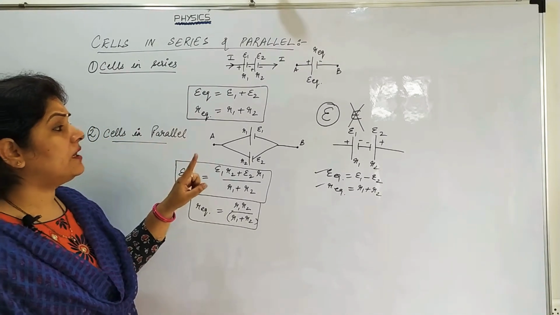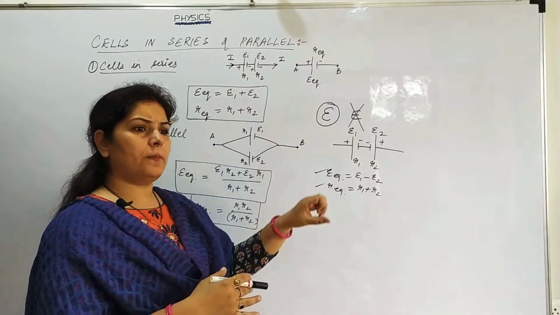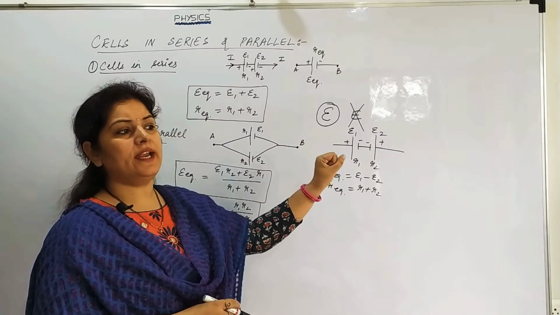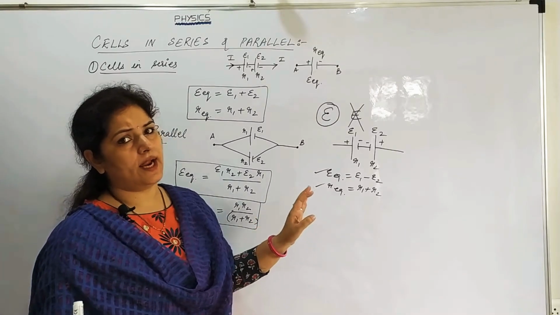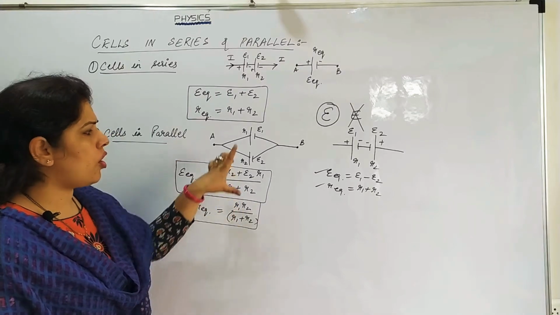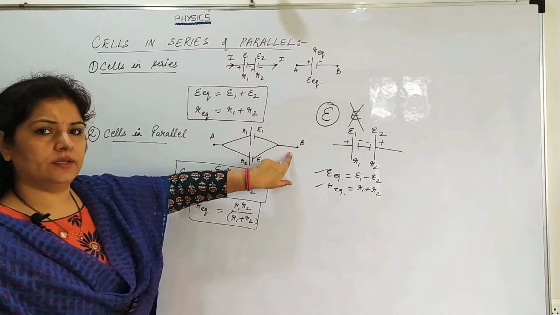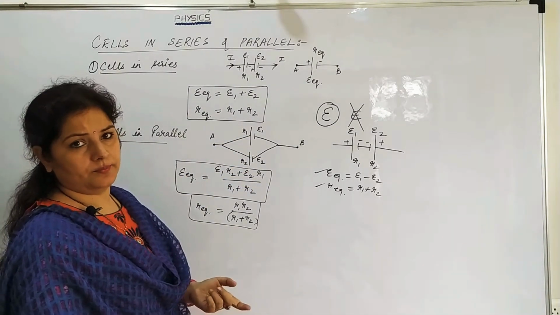Now in parallel, rather than plus-minus, we take all the plus together. All the positive terminals will be connected at one end, and all the negative terminals will be connected at one end. So the positive of this, the positive of this, the positive of the third, the fourth: all positives at one end, all negatives at one end. So that is how we say that the cells are in parallel.